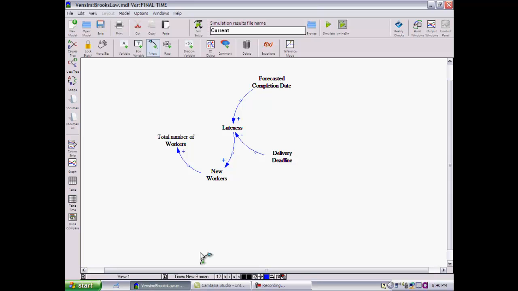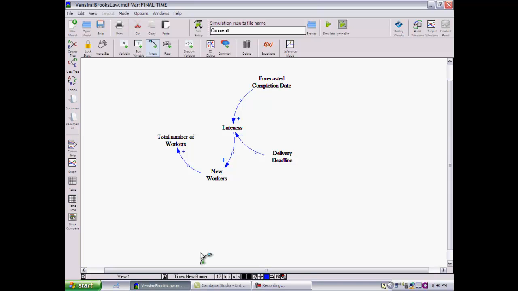So now what happens if the total number of workers goes up? Now, by my thinking, if the total number of workers goes up, the rate at which work gets completed goes up, and hence the forecasted completion date should go down. Okay, so I'm trying to get my project back on schedule. So increasing the total number of workers increases the rate at which work gets completed.